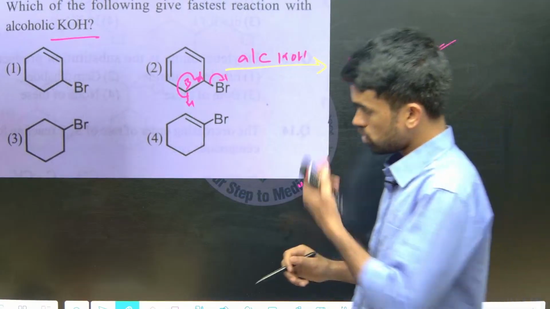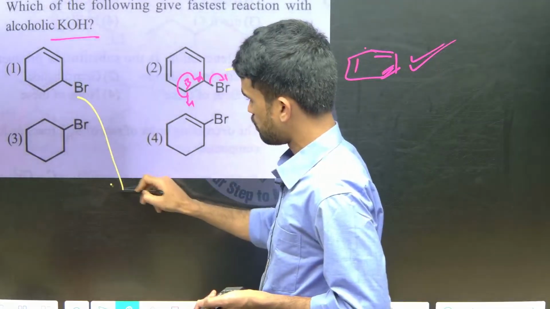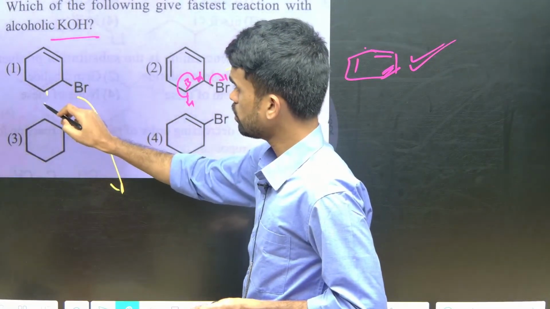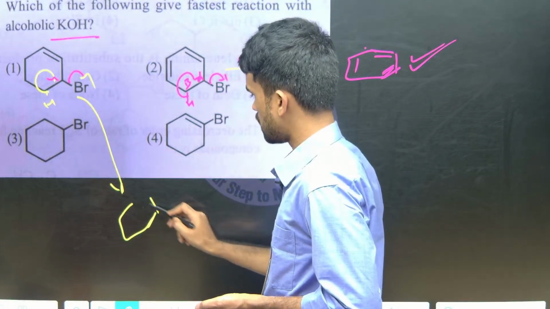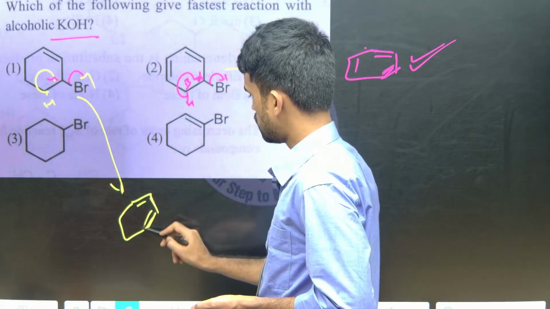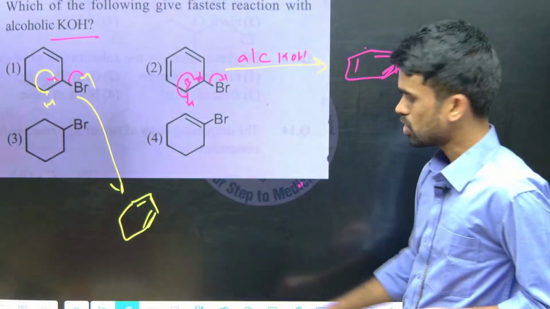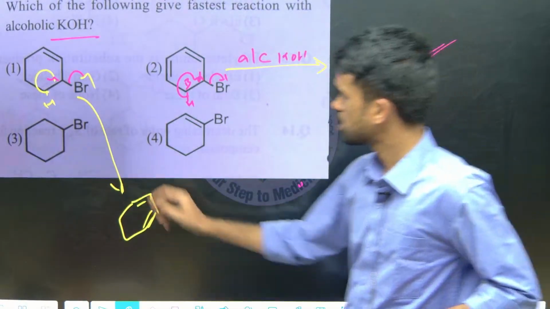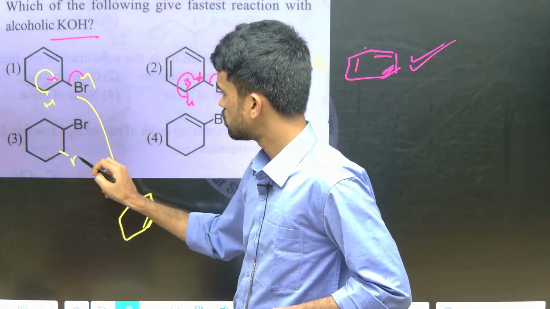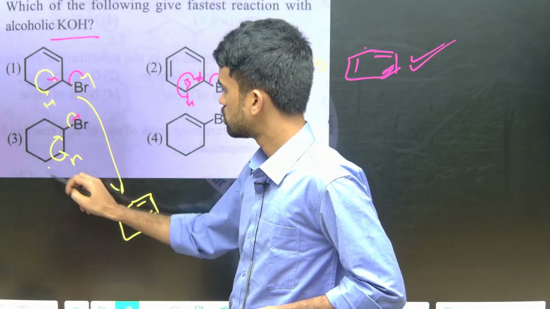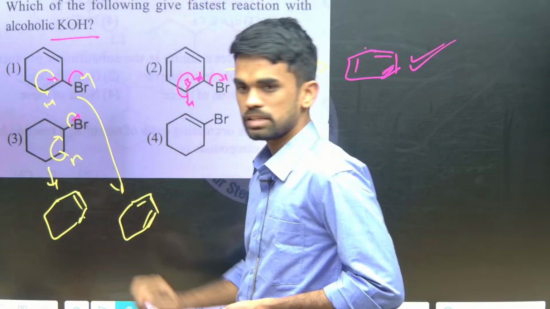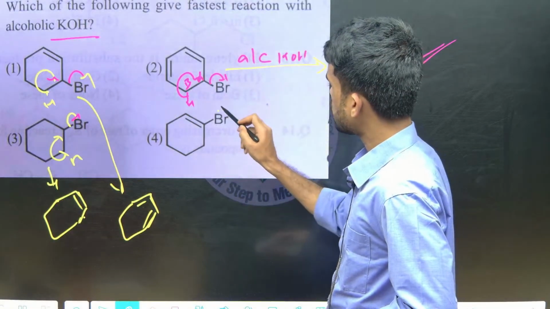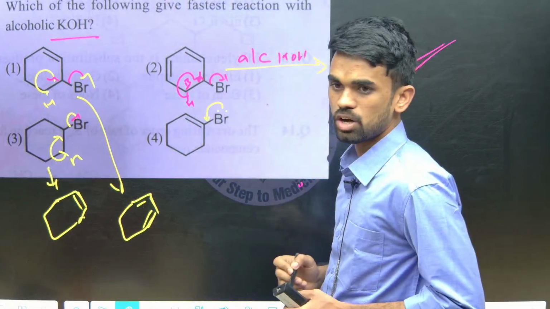But if you talk about this first example, here you have a proton, you can remove it like this, so you will get a conjugated system like this. Yeah, but it is non-aromatic. A conjugated system is there, non-aromatic. From here if you remove, like this we will get. And this bromine won't come out because it is in conjugation.